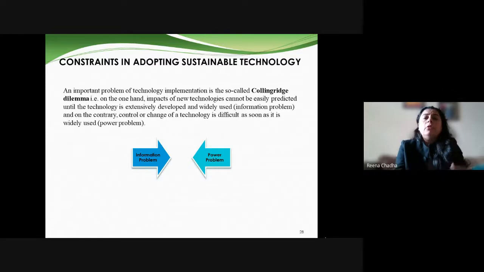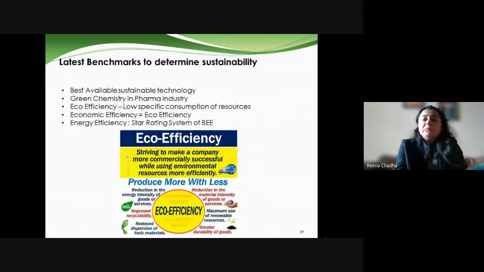And on the contrary, we have control or change of technology, which is different. When we create a technology and it is widespread, then we find it very difficult to change the technology. That is a power problem. So these are two constraints of sustainable technology as per the Collingridge dilemma.